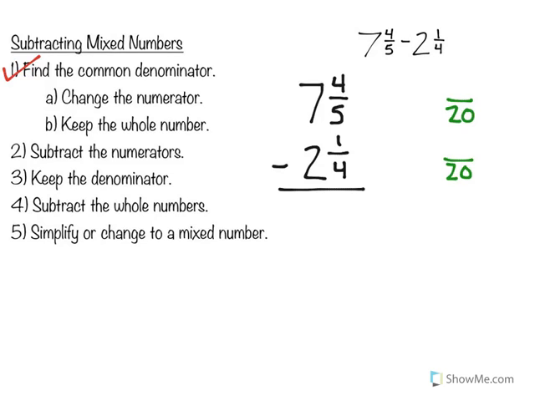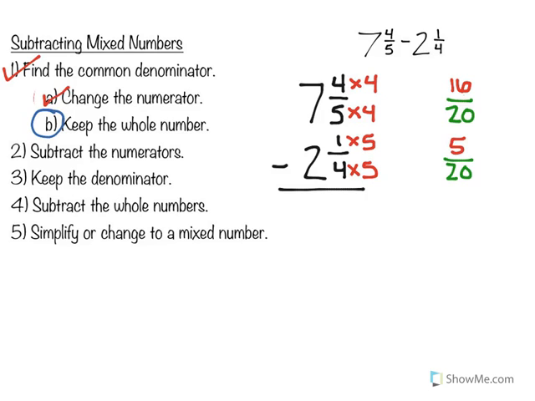Once you have found your common denominator, you have to change the numerators. Remember, you cannot just rewrite the numerator. You have to change the numerator by the same factor as the denominator. So to change the 5, I had to multiply by 4. So I have to multiply the numerator by 4. 4 times 4 is 16. Down here, to get from 4 to 20, I had to multiply by 5. So I'm going to multiply the 1 by 5 as well to get 5.